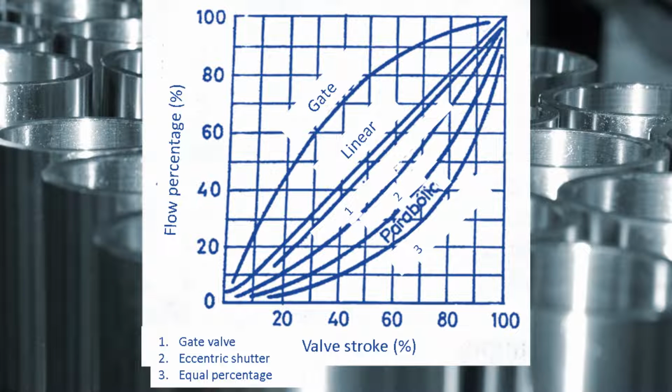The parabolic characteristic curve corresponds to this equation, and in the graph, we can also see the characteristic curves of the gate and butterfly valves.